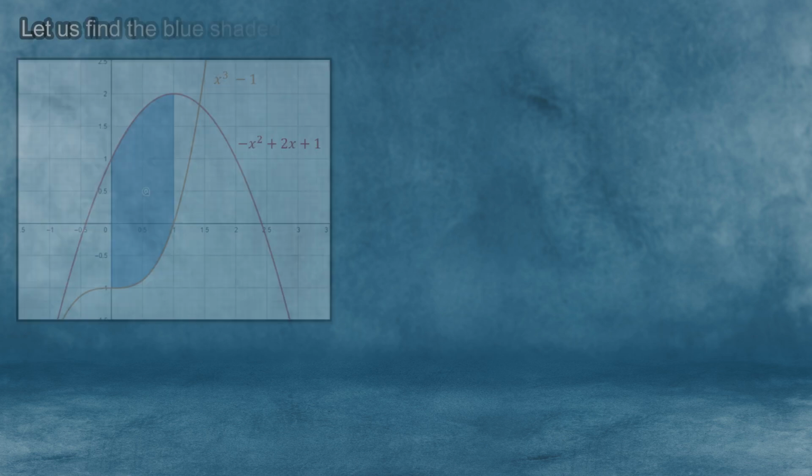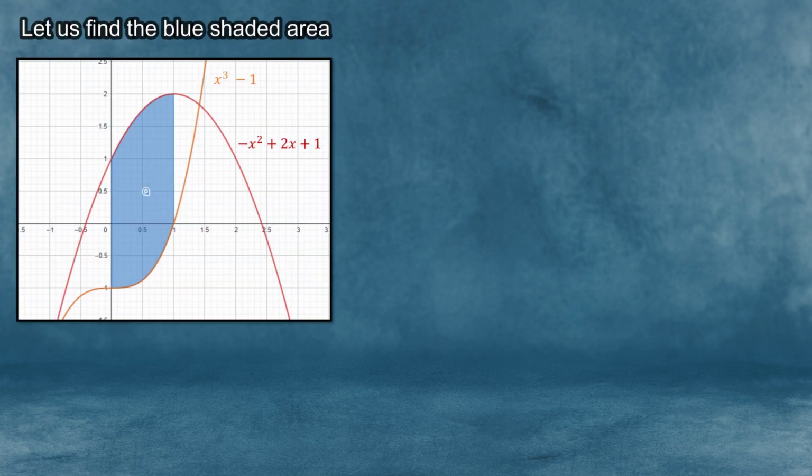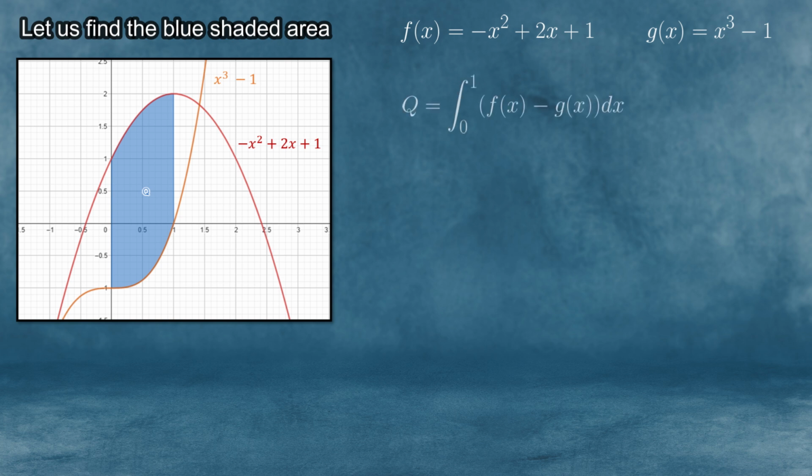Let us consider the following example. Let us find the area between the curves defined by the functions f of x equals minus x squared plus 2x plus 1 and the function g of x equals x cubed minus 1 on the interval [0, 1]. As f of x is greater than g of x in such an interval, for computing the area, we need to do the integral from 0 to 1 of f of x minus g of x.